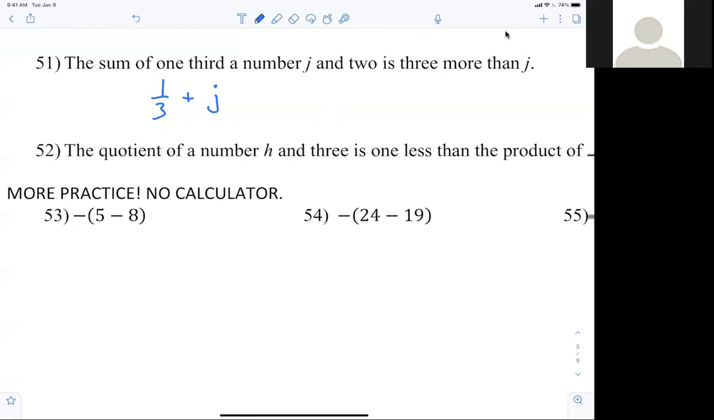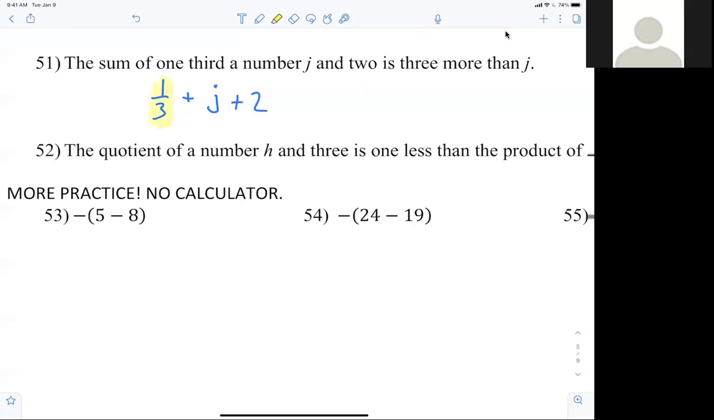Now, please listen to her. She's walking through. It's very good. All right. So you're adding two things together, right? What two things are you adding together? J and 2. Yes, J and 2. But what is the 1/3 about? Like the sum of. Nope.